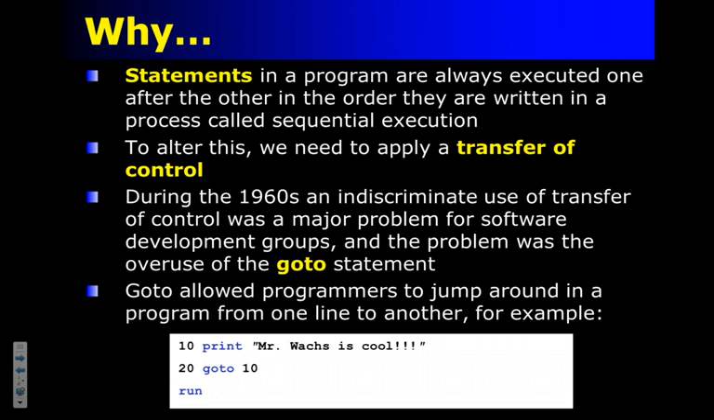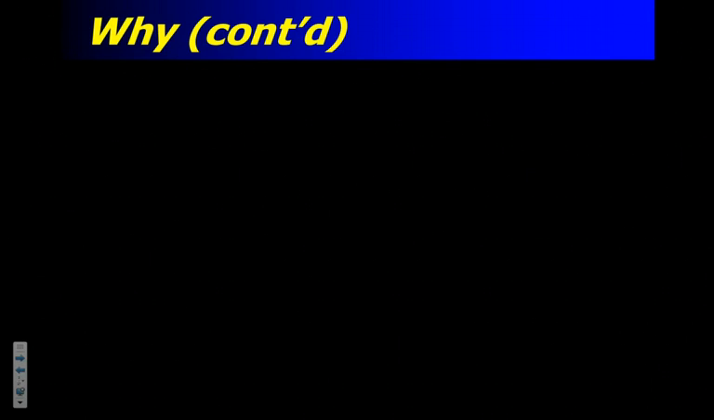What that would do is force line 20 to go back to line 10, which would print out Mr. Walks is cool. Then it would go to line 20, which would then go back to line 10. So what we have here is essentially an infinite loop that would just keep going and going on forever. And in middle school, that was so much fun to just leave that running on a computer back in the day.